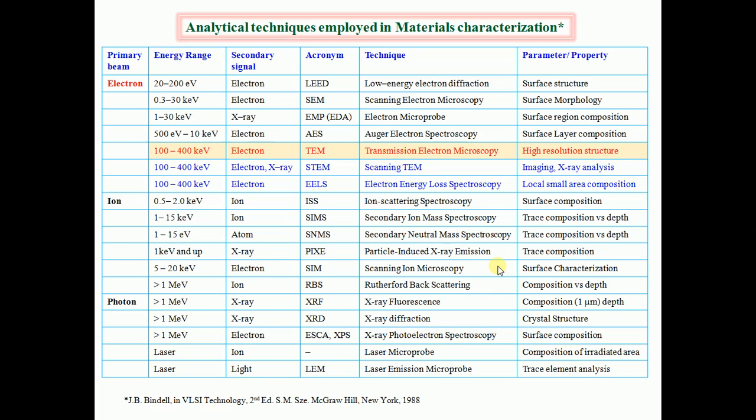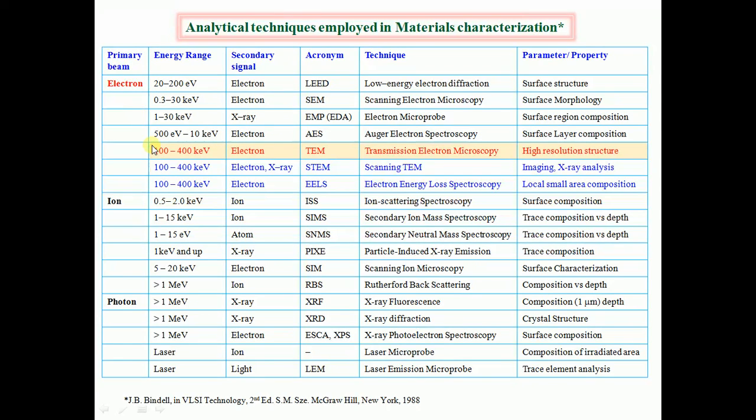This is the table which lists the analytical techniques used in the material characterization, starting from surface structure, morphology, composition, depth profile, etc. So the primary beam used for interaction with the material decides the type of the technique. Here we have electron, ion, photon.